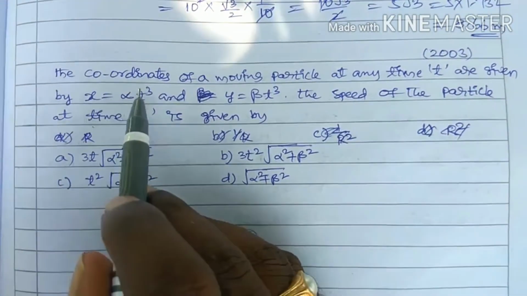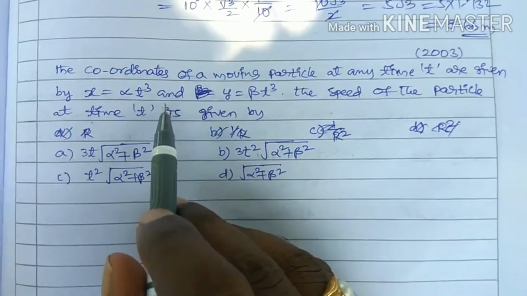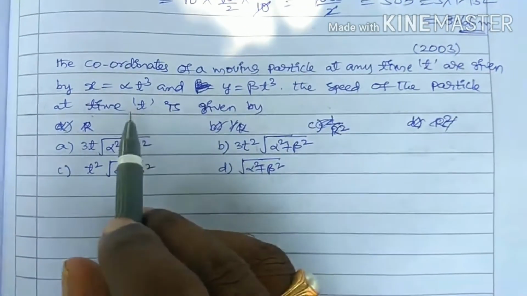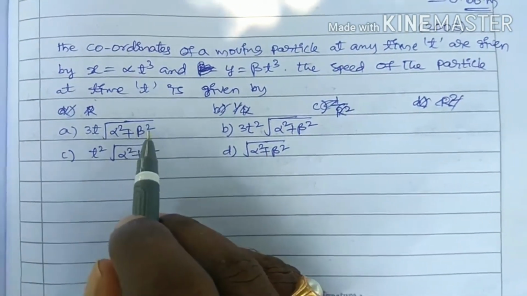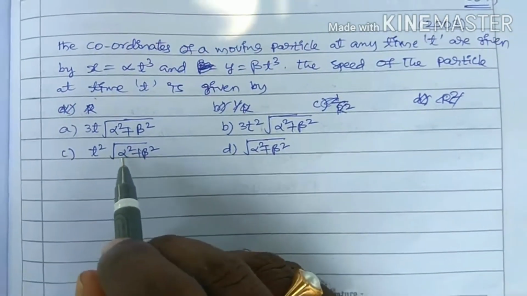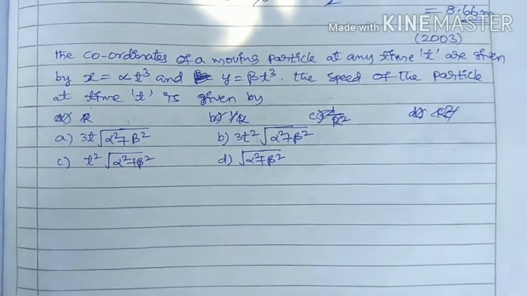Here is the next question. The coordinates of a moving particle at any time t are given by x equal to alpha t cube and y equal to beta t cube. The speed of the particle at time t is given by: option A, 3t into root of alpha square plus beta square; B, 3t square into alpha square beta square; C, t square into root of alpha square plus beta square; and D, under root of alpha square beta square.